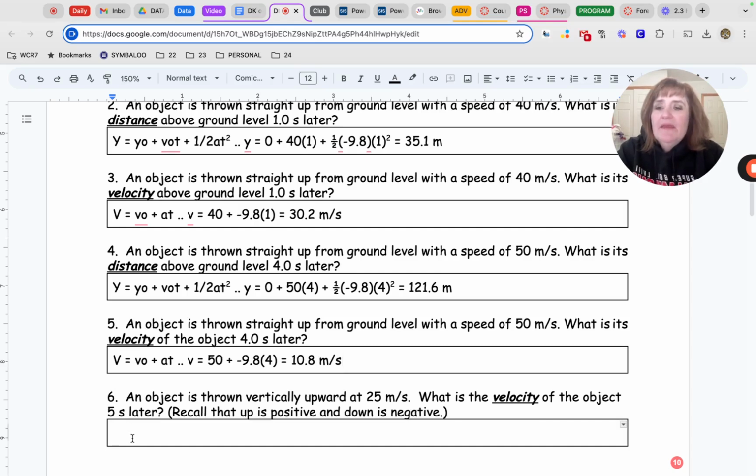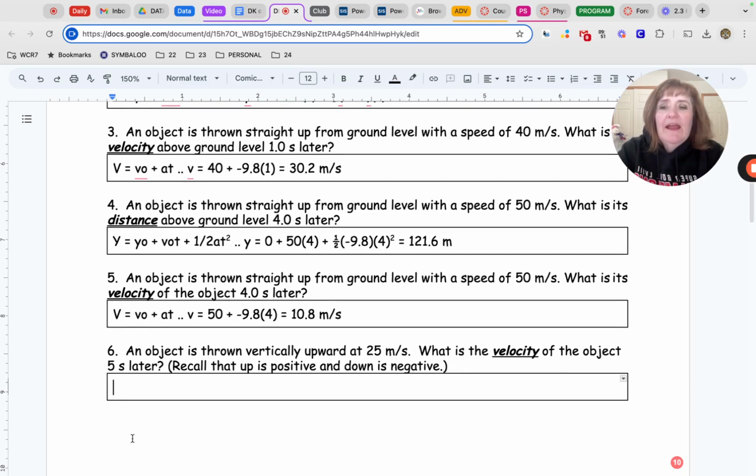Number 6. An object is thrown vertically upward at 25 meters per second. What is its velocity 5 seconds later? v is equal to v naught plus at. v is equal to 25 plus a negative 9.8 times 5, right? 25 plus a negative 9.8 times 5 is a negative 24 meters per second. It's on its way back down.